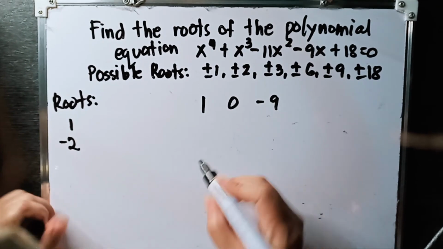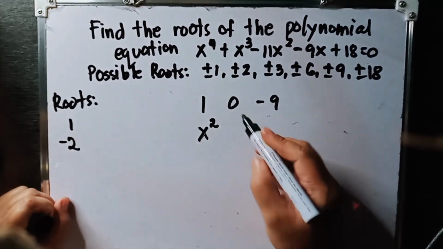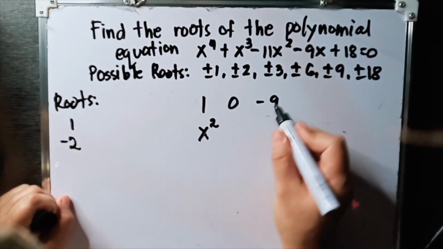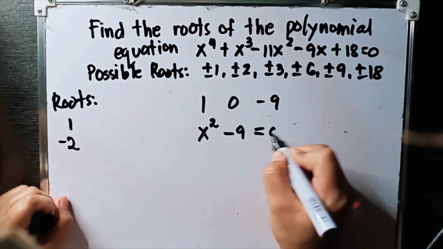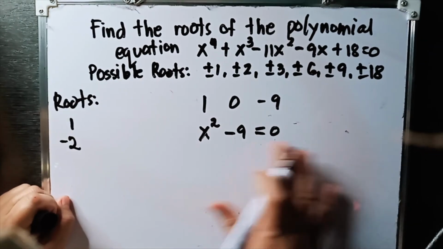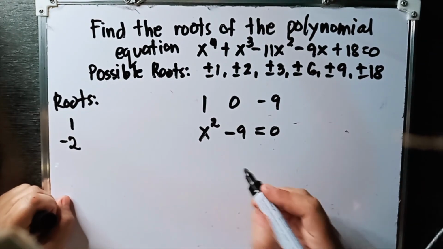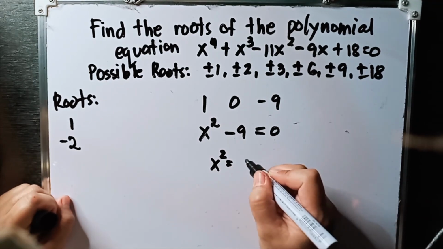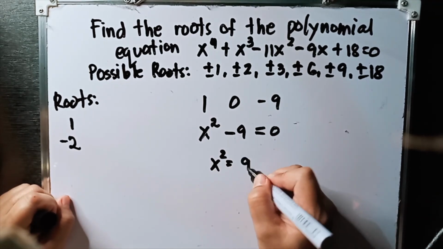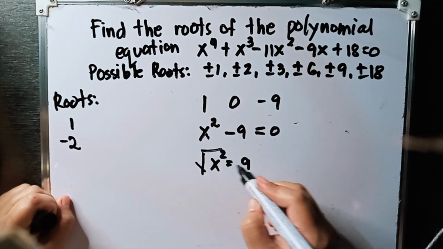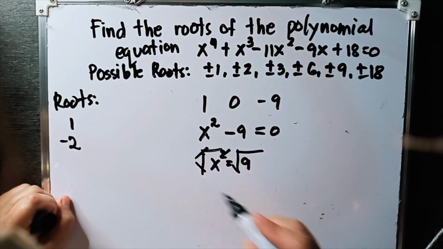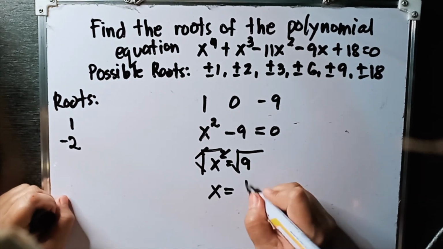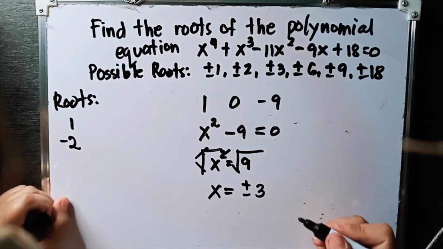So let us translate this into quadratic form. So we have 0x, so you don't need to place 0x anymore. You just need to bring down negative 9 equals 0. Okay, remember the technique that I taught you, that if b is 0, we just simply transfer this one to the right side. We have positive 9. And then we get the square root of both sides. Square root, cancel. x is equal to, since 9 is a perfect square, positive, negative 3.